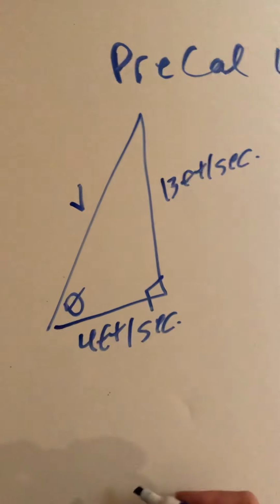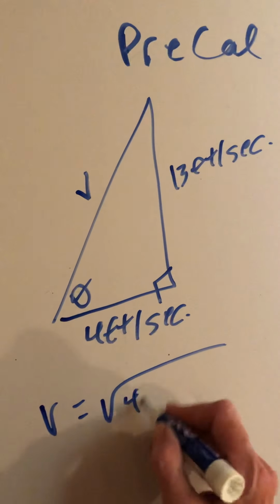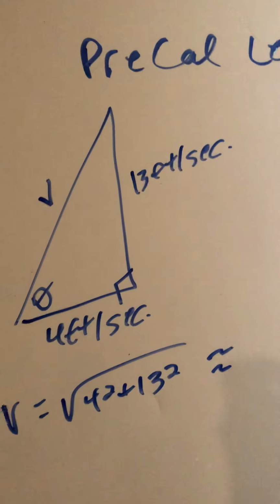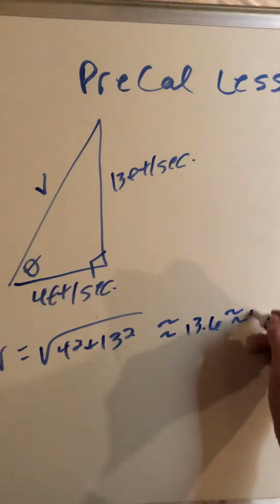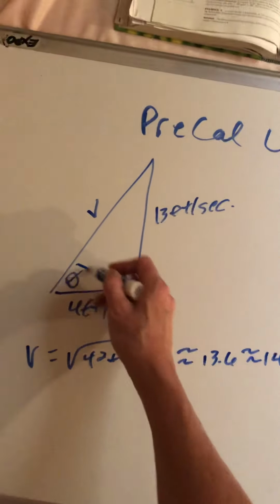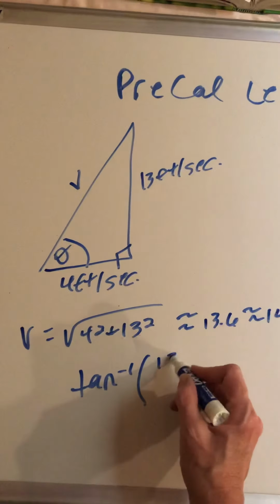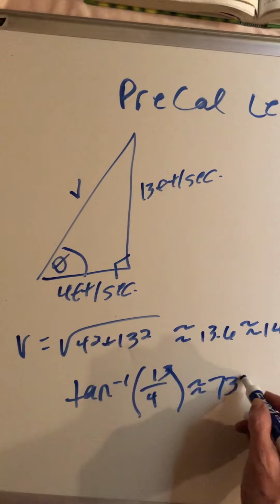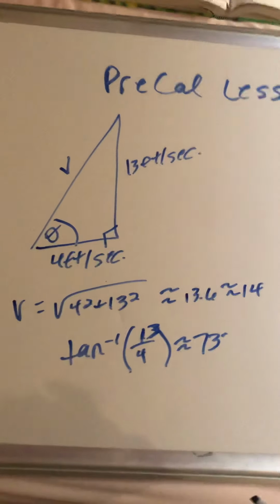So again, V is your magnitude. To find that V, you're going to do the square root of 4 squared plus 13 squared, which gives you about 13.6 or 14. So that's your magnitude, that's your resultant. And then you want this angle down here. Again, it'll be an inverse tangent of opposite 13 over 4 adjacent, which gives you about 73 degrees. So that's how you do that one.